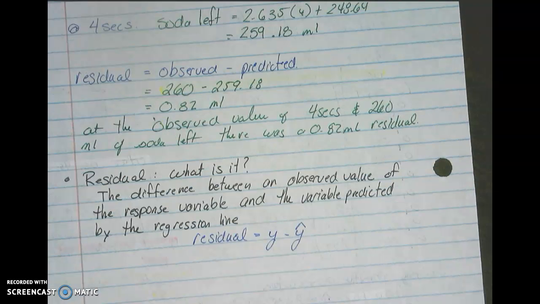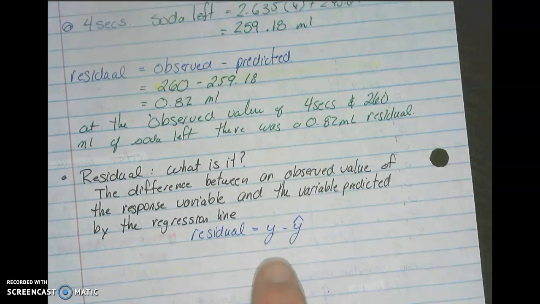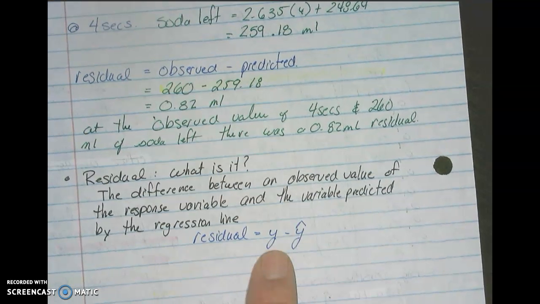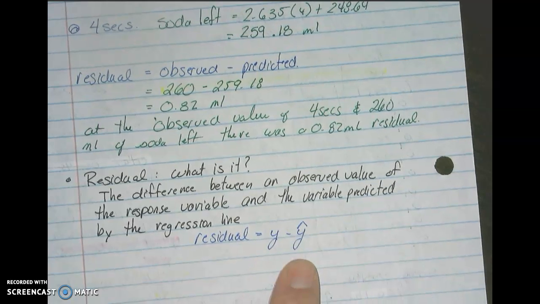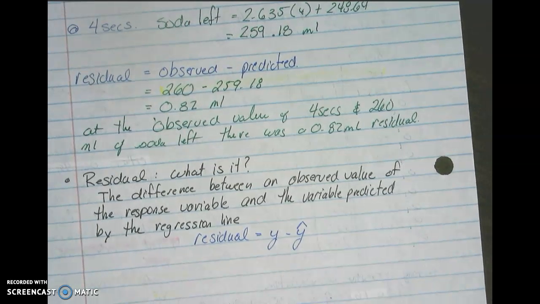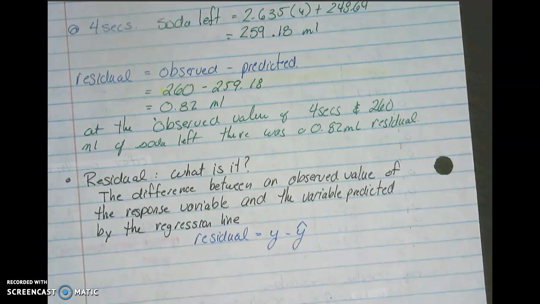So the residual, what is it? It's the difference between an observed value of the response variable and the value predicted by the regression line. So it's the formula up here, and then this is using the symbols. The y is the observed, and the y hat is using the formula. Whenever we talk about a y hat, that's our predicted value. Now, we're going to go into more detail of what exactly that residual does for us.